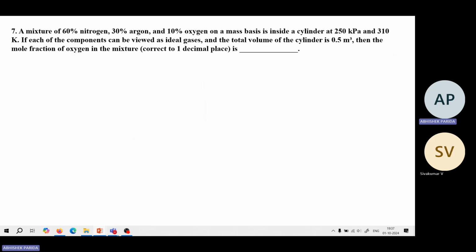A mixture of 60% nitrogen, 30% argon, 10% oxygen on a mass basis. This is the other keyword: mass basis. It is inside a cylinder at 250 kilopascal and 310 Kelvin. Now, if each of these components can be viewed as ideal gases, and the total volume of the cylinder is 0.5 meter cube, then the mole fraction of oxygen in the mixture is. Very tricky question. Try to solve it. I'm giving you 3 minutes for this.